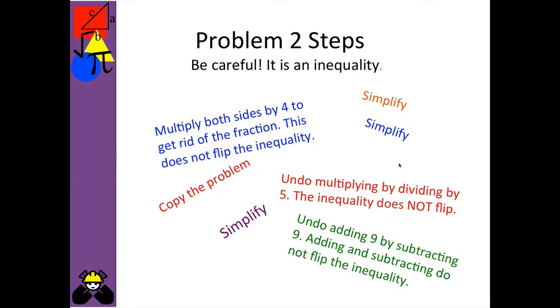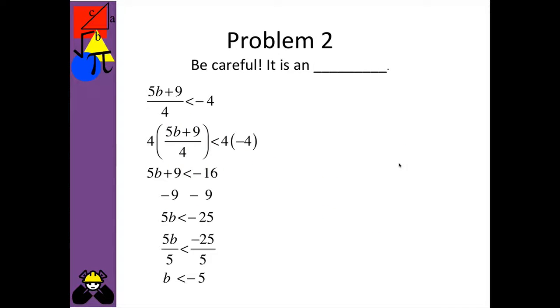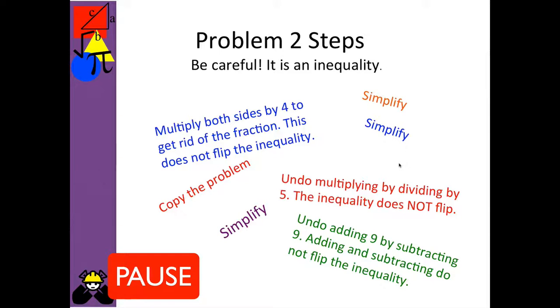All right, here are the steps, and I want you to place them next to the steps on your note taker. We've got 3 simplifies. We've got to copy the problem. We've got to multiply both sides by 4 to get rid of the fraction. This does not flip the inequality. We've got to undo multiplying by dividing by 5. The inequality does not flip because we're dividing by a positive. Undo adding 9 by subtracting 9. So go back to this and put the steps in order. I have all the steps there. You just need to put them in order. I'll meet you back here in a minute.